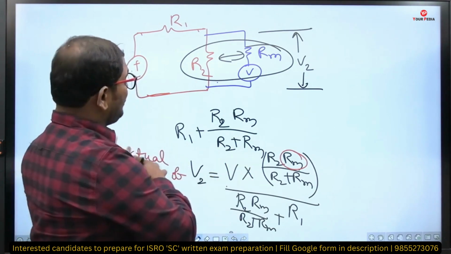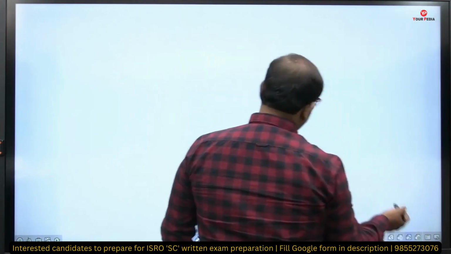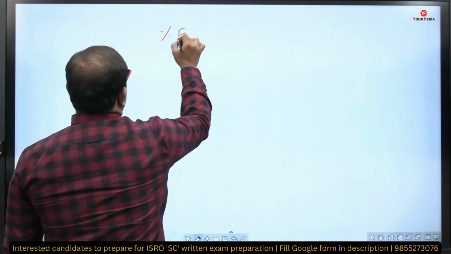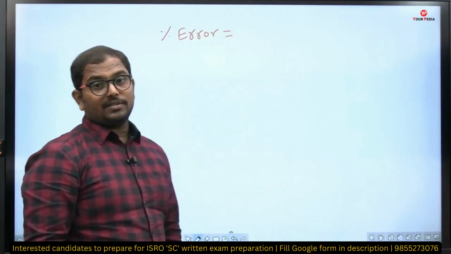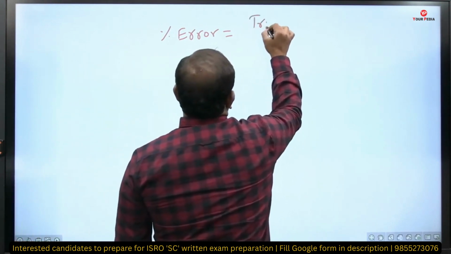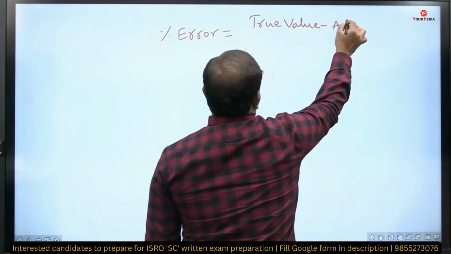So once we know these two concepts, the next concept in this regard is the calculation of percentage error. So what is the percentage error? It will be equal to true value minus actual, sorry.